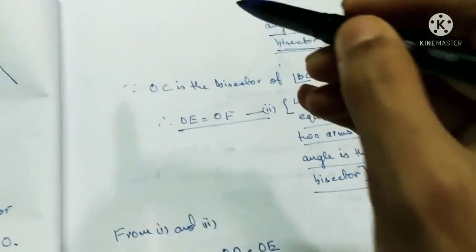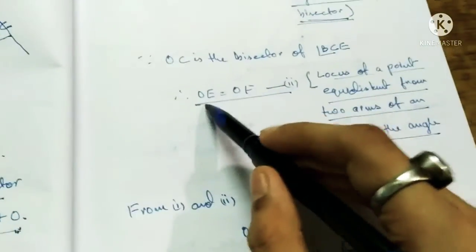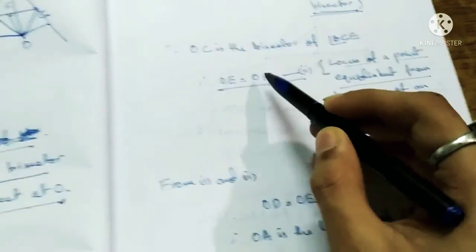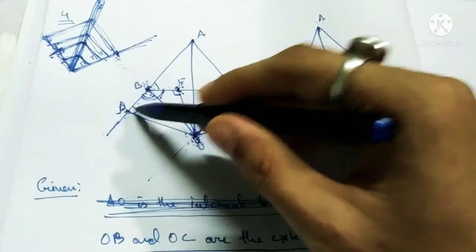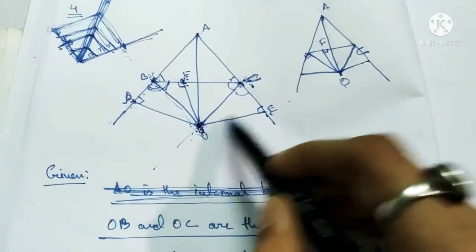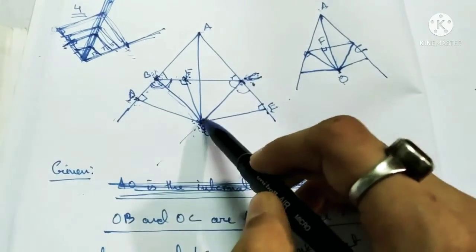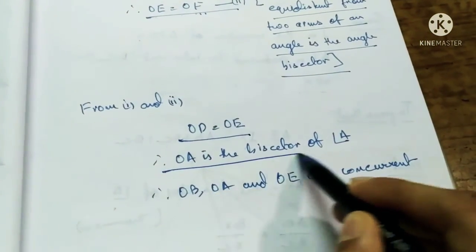Finished? From 1 and 2: equation 1 is OD is equal to OF, and equation 2 is OE is equal to OF. So from 1 and 2 what did we get? OD is equal to OE. Therefore OA is the bisector of angle A.